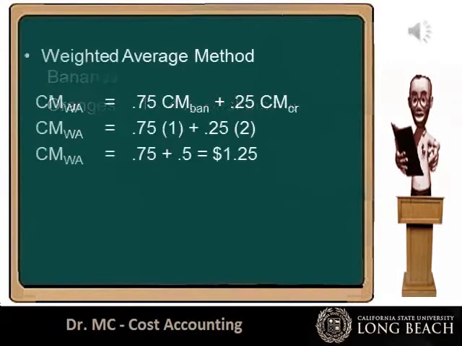We will now solve this problem using the weighted average method. With this approach, you need to calculate the average contribution margin per unit for your entire product line. In calculating this average, we will weight each product by the number of units sold. So, our weighted average contribution margin per unit is equal to 75% times the contribution margin of a banana, plus 25% times the contribution margin of an orange. This results in a weighted average contribution margin per unit of fruit that is equal to $1.25.